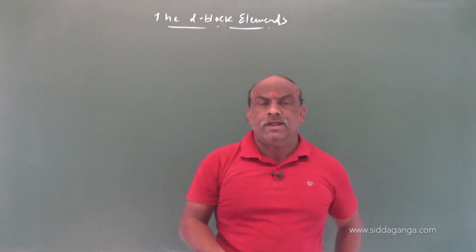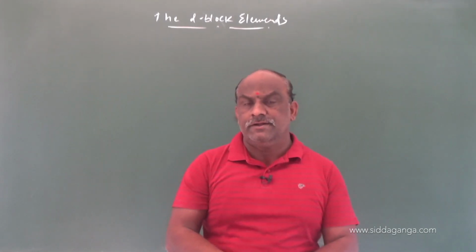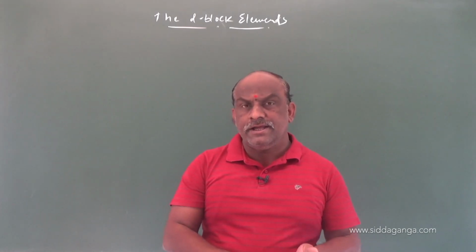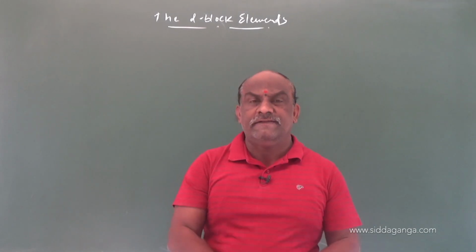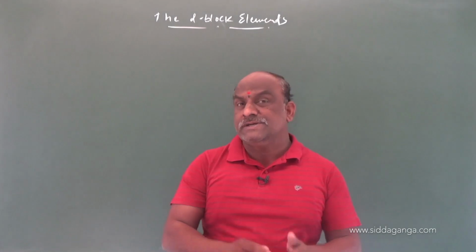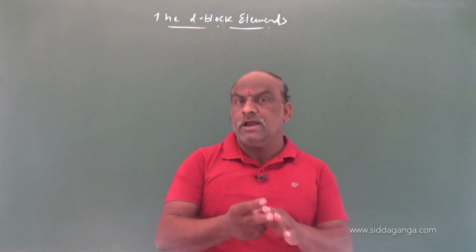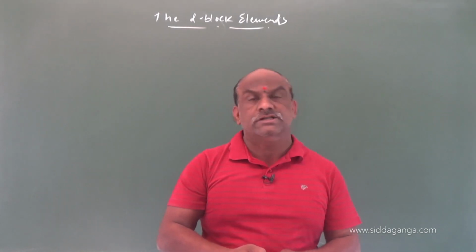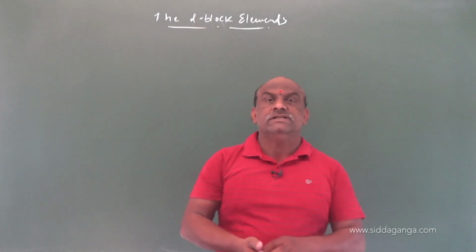Regarding d block elements, we already successfully finished the general properties, atomic radii, ionic radii, melting points, boiling points, ionization enthalpy and densities in the previous class. Coming to the special characteristic properties, number one, which we already discussed in the last class, is variable oxidation states. Transition elements exhibit variable oxidation states.